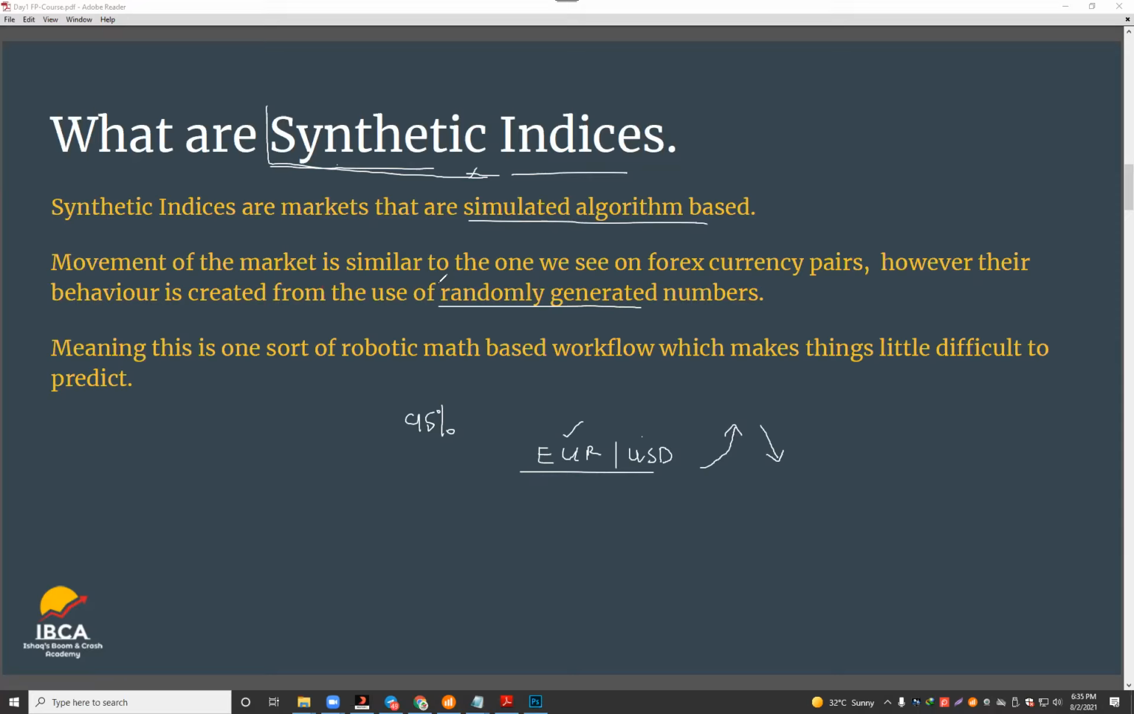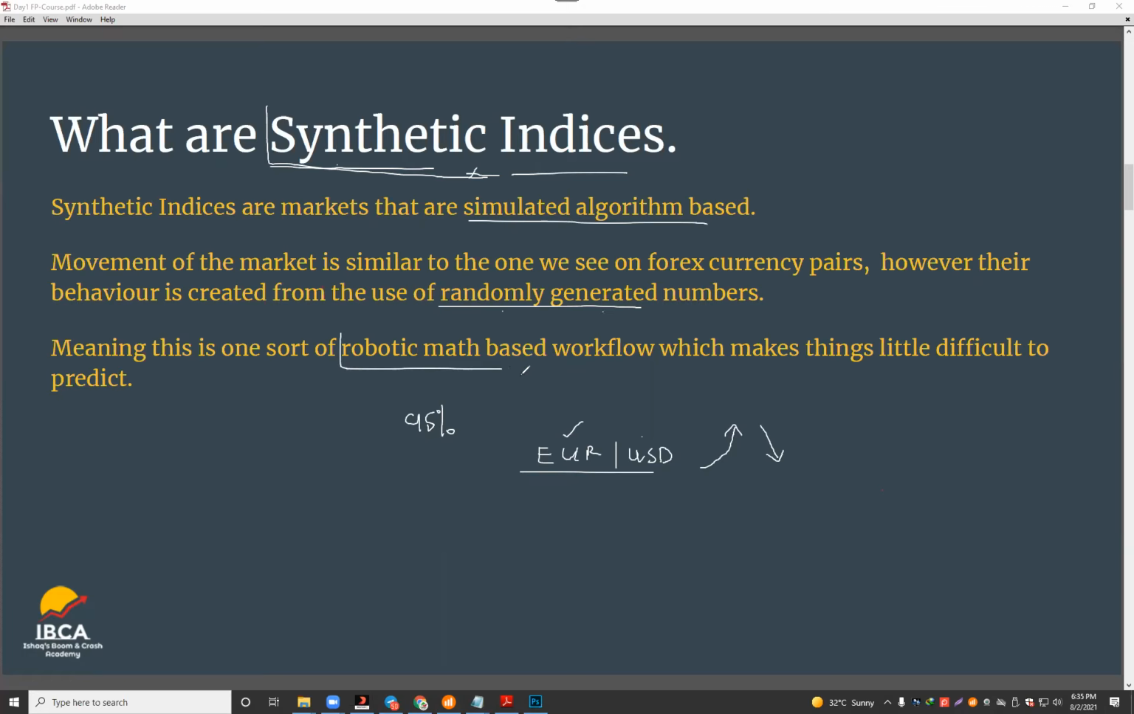So what are the price action concepts? You are all traders, you know support and resistance, trend lines, chart patterns, candlestick patterns. This type of market flow, the structure of the market, this market is running with the same structure. But just keep in mind that this market has no effect of fundamentals. It is generated with price action and randomly generated numbers. These random numbers are generated by robotic math, like a PC program.